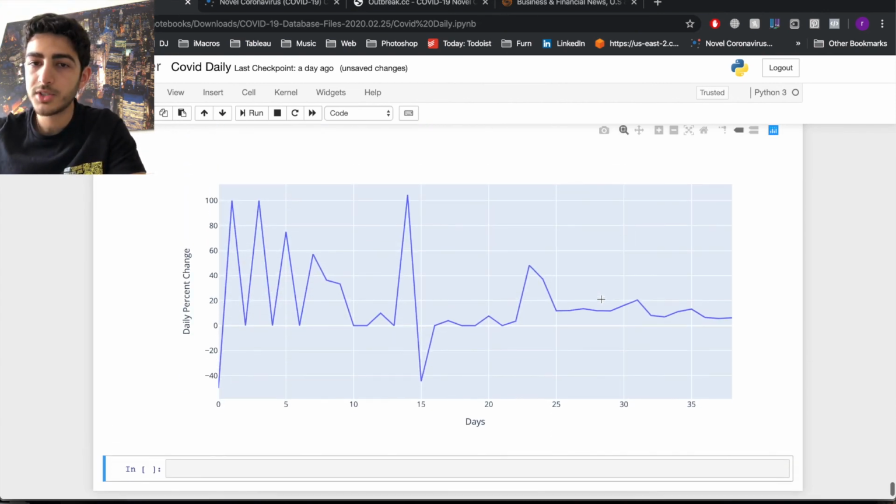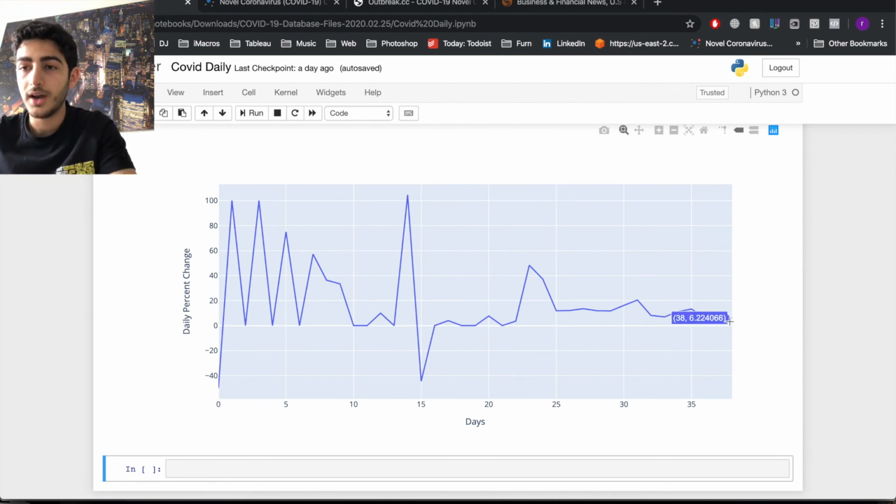And finally, in terms of daily percentage change, it seems to be nearing the zero mark. It's at 6%, so a 6% increase of infected people from yesterday. But I really hope this stays low, and Japan is doing a great job, as you can see strictly from the numbers. So that's all I got for today.